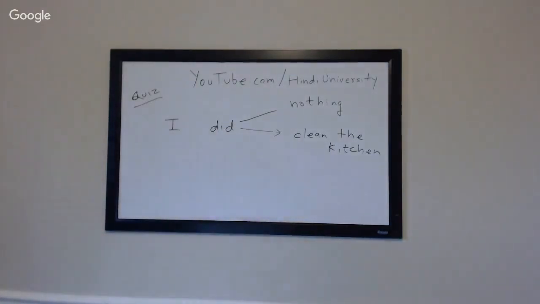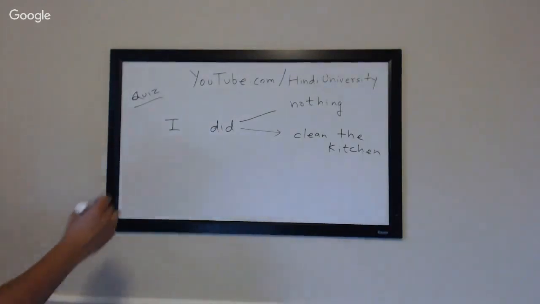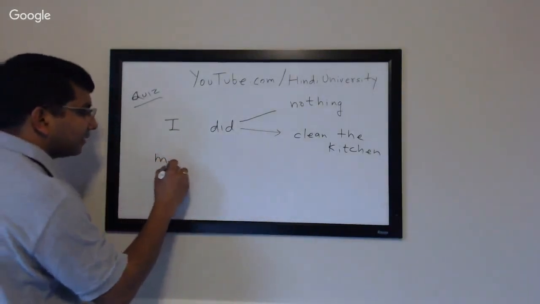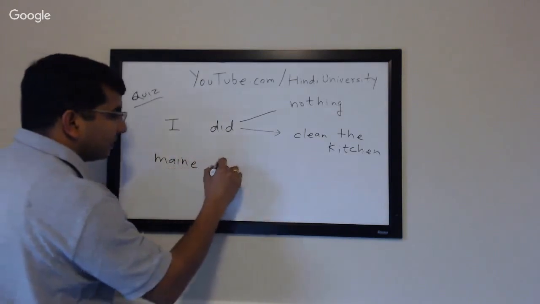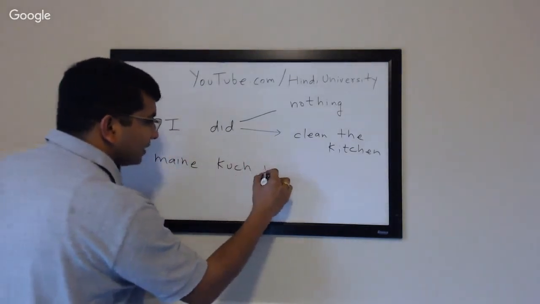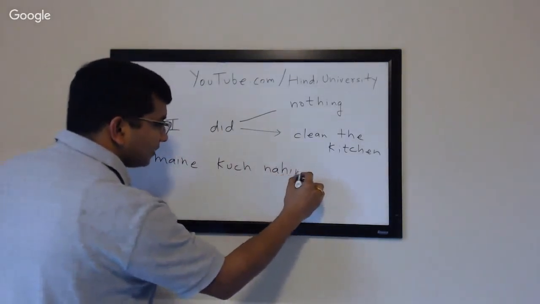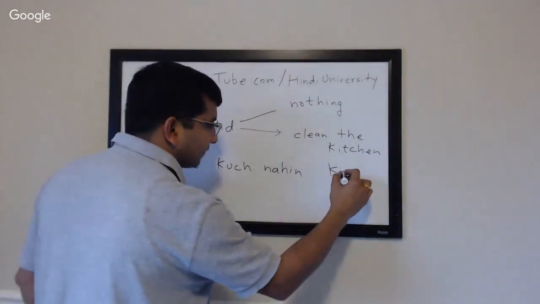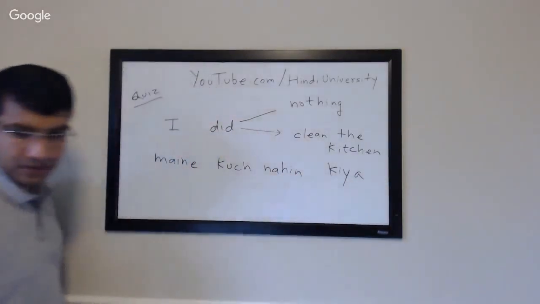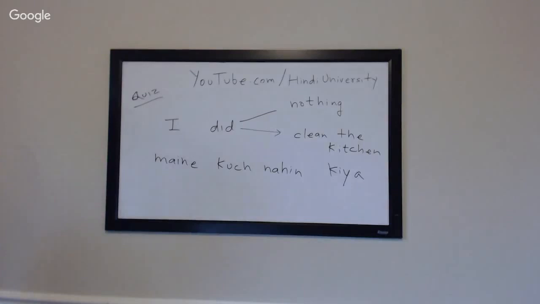So let's see if you can answer these two. मैंने, okay, so the first one is correct. मैंने कुछ नहीं किया. Second one, let's give it a try. I did nothing. It's मैंने कुछ नहीं किया. Let's give it a try for the second one.